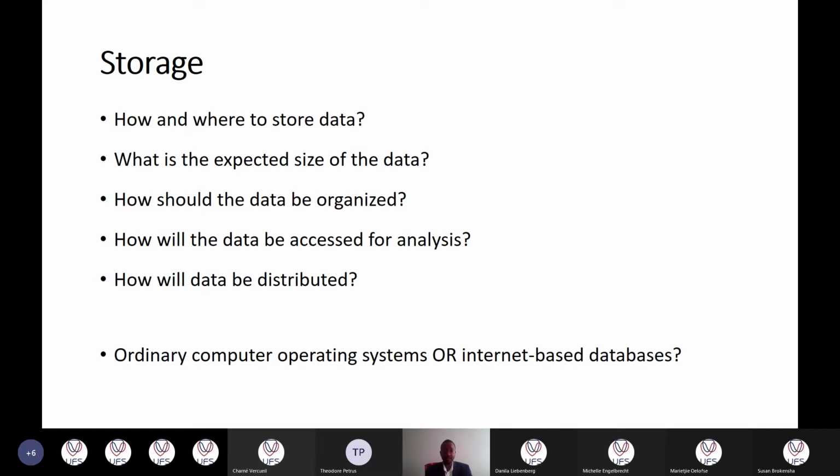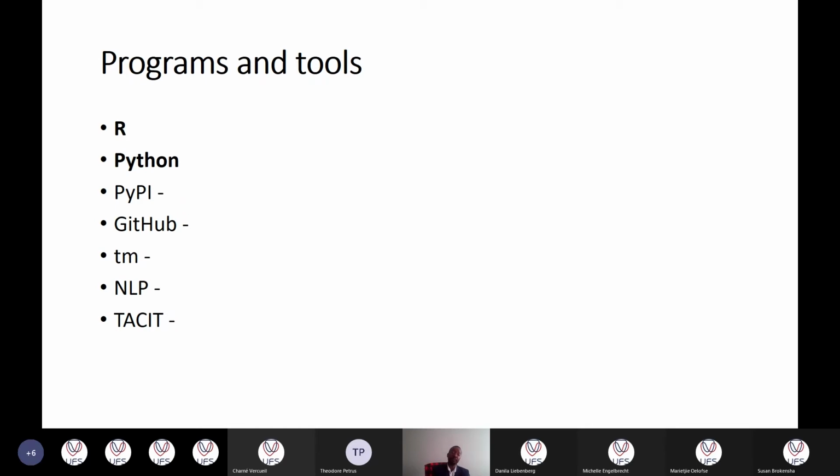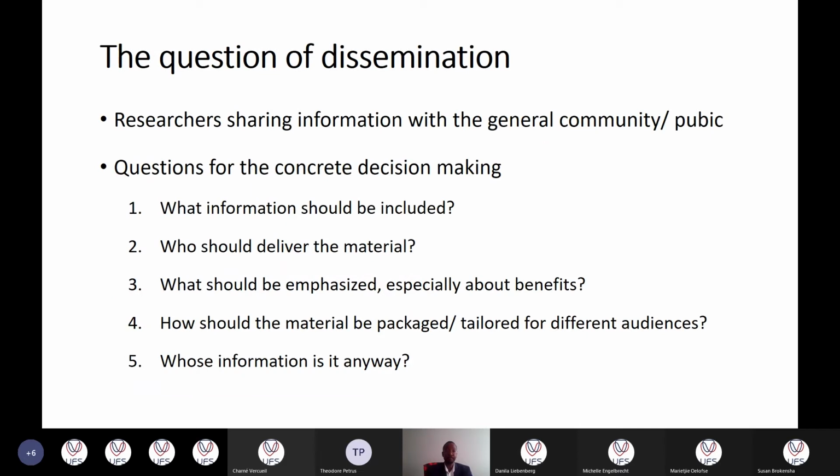Right. And of course, there are these critical questions that I think Susan might respond to about, you know, do I, for example, use my computer's ordinary memory, or do I go for these internet-based platforms, right? What programs are available? I hear R has capacity for big data, which is wonderful. So does Python. And these will be functions that are available in the two programs. I haven't used any of them.